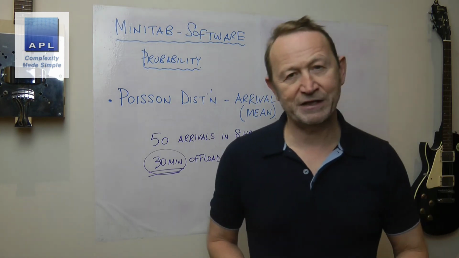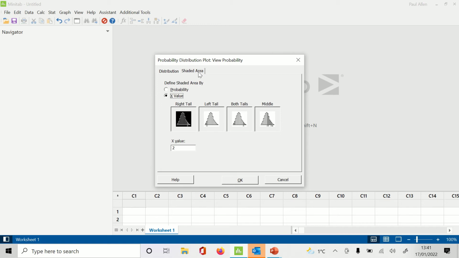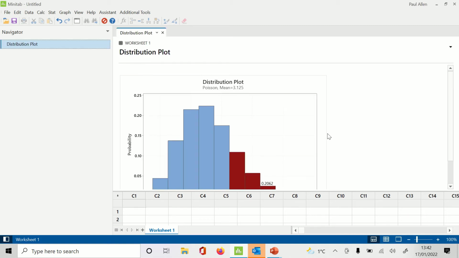Now we can ask Minitab the right question. So let's put 3.125 in there. We've worked that out. Go to the shaded area again. And again, what are we interested in? Well, we're interested in the right-hand tail. And the value that scares us is, of course, 5. So what this calculation is going to do is to say, what's the probability of 5 or more lorries coming round the corner in any 30-minute window? So if I click OK to that now, just pop that out.